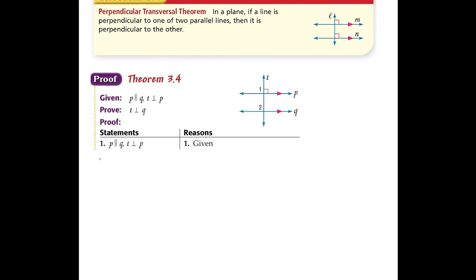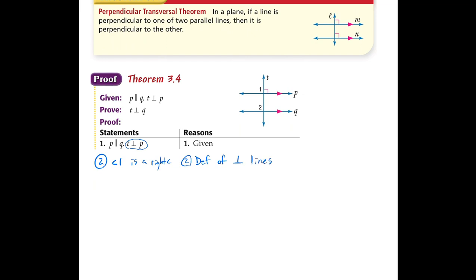All right, so let's go with step 2, 2 column. This is good. 2 flowcharts, 2 columns. I'm going to use the fact that T and P are perpendicular, and I'm going to say, you know what that means? Well, that means that angle 1 is a right angle, okay? And 2, that's the very definition of perpendicular lines.